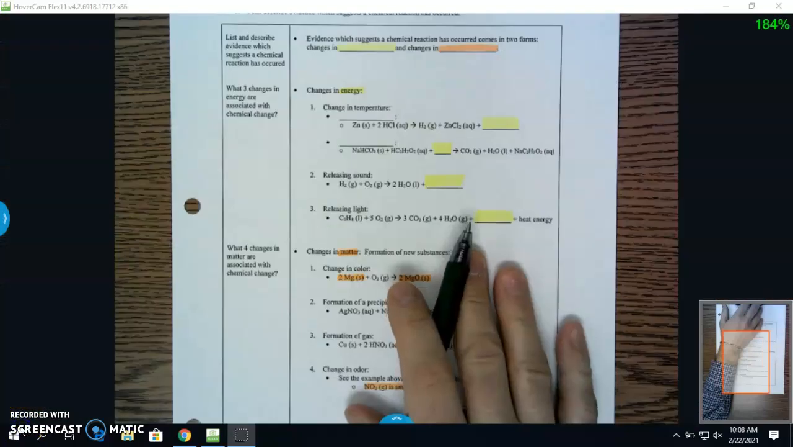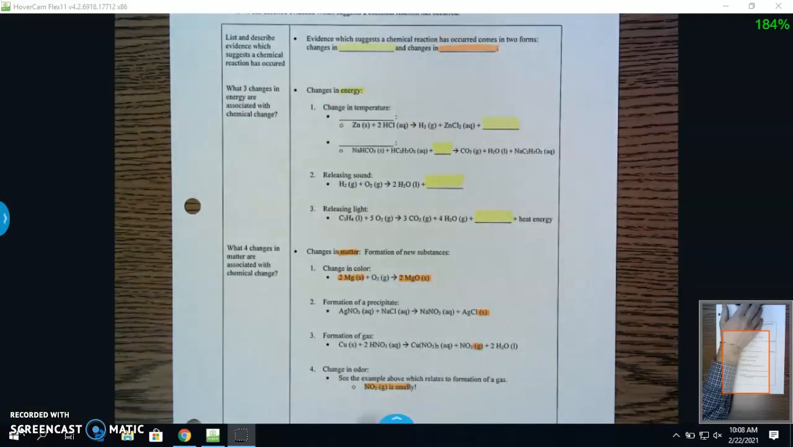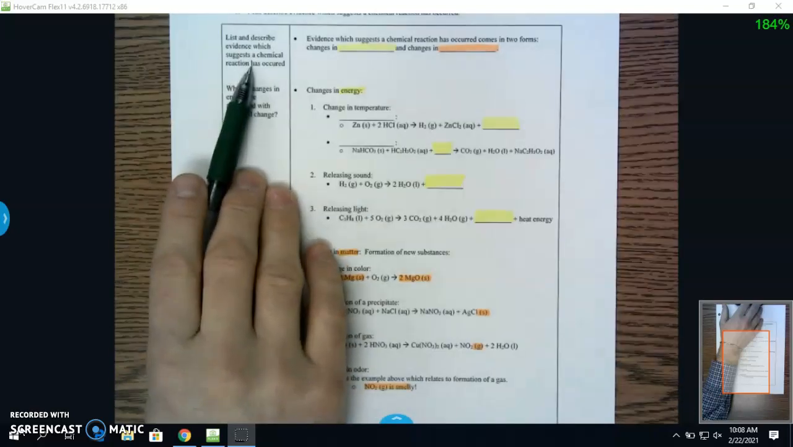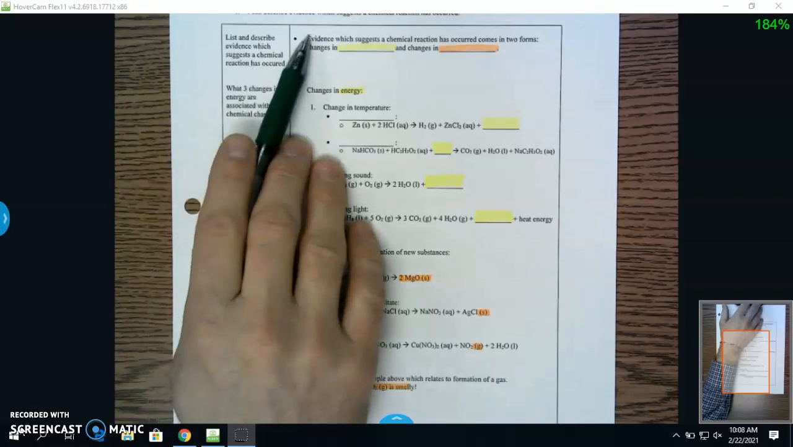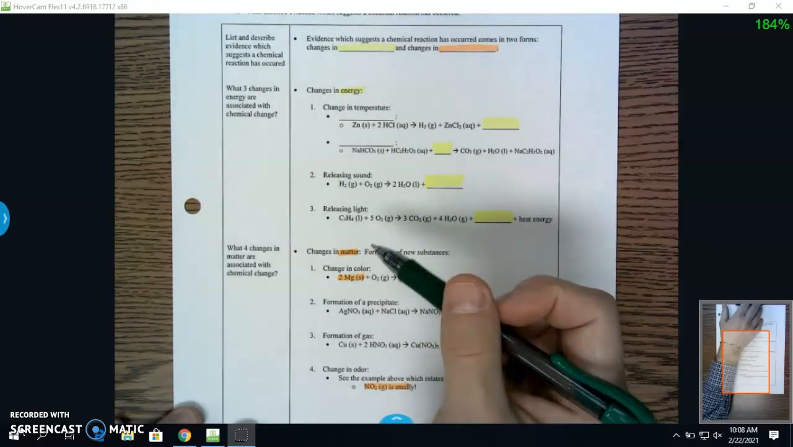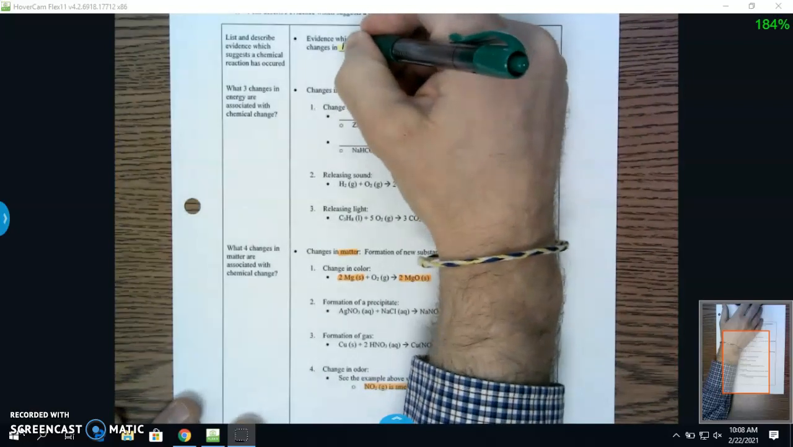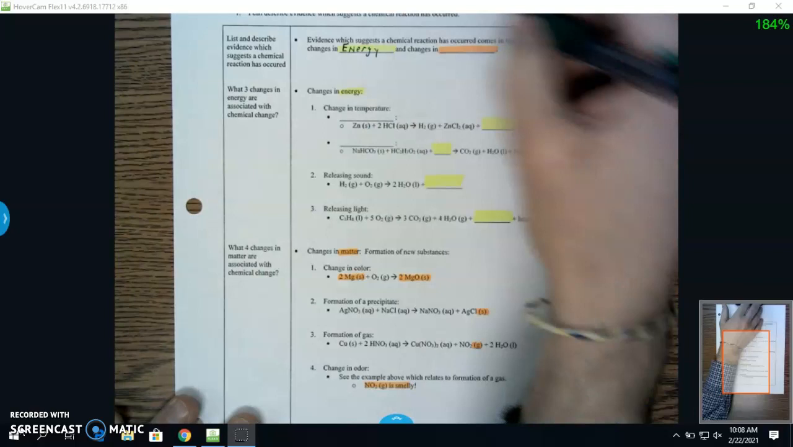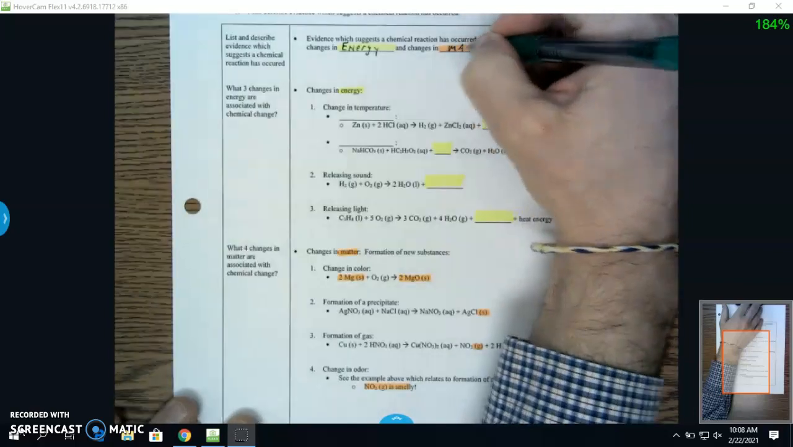Okay, you can see throughout the bulk of the notes that we're going to be doing some color coding. The guiding question right up here is, list and describe evidence which suggests that a chemical reaction has occurred. And I said, evidence which suggests that a chemical reaction has occurred comes in two forms. You can have a change in energy. We're going to explore that up top. Or you can have a change in matter.